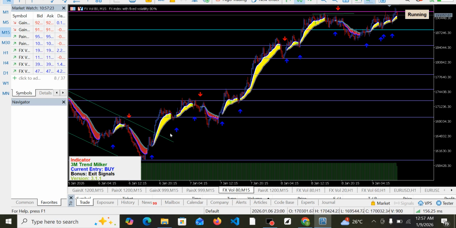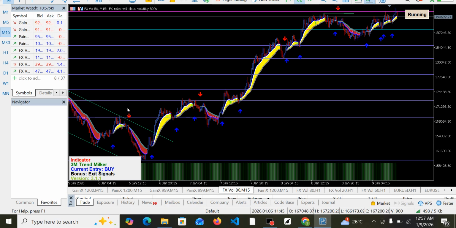So with this particular custom made indicator, it makes it very easy for me to get it right. Okay, so I hope you have gotten that right. This blue arrow gives me an entry point for a buy signal on uptrend, while the red arrow gives me an entry point for a sell signal.